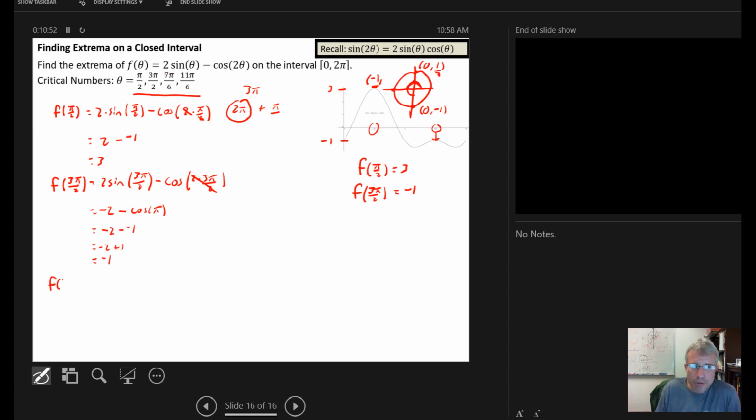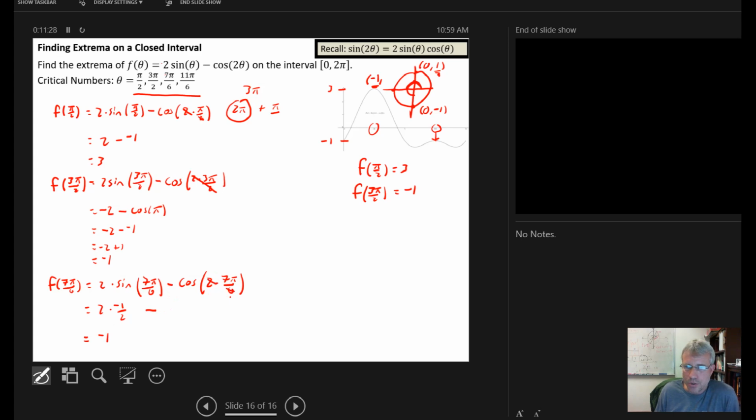So we're doing f of 7 pi over 6 equals 2 times the sine of 7 pi over 6. That's a horrible 7. And then it's minus the cosine of 2 times 7 pi over 6. And we know that sine of 7 pi over 6 is -1/2. So we're getting a -1 out of this. Minus, now we need to figure out what to do with this.